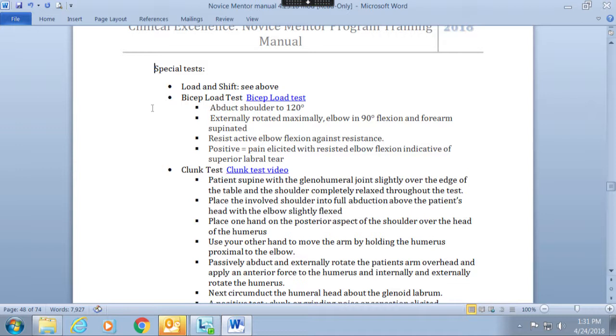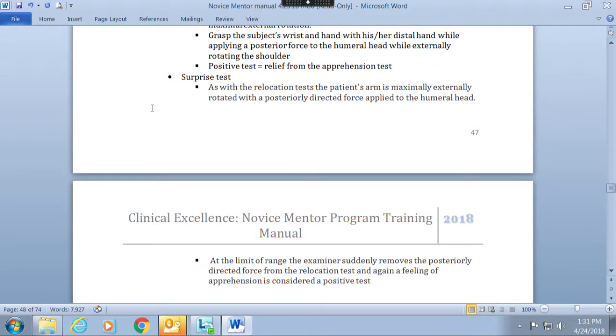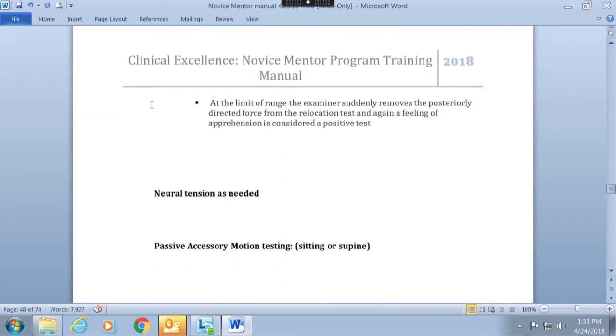So you can put them abducted to about 120 degrees, externally rotate maximally, elbow flexed to 90, forearm supinated, and resist, looking for pain. You do a Kong test, apprehension test, relocation test, surprise test, which is to put the person in that relocation position, maximally externally rotated with a posterior directed force applied to the humerus. At the time of range, the examiner suddenly removes the posterior directed force, and you feel for apprehension.